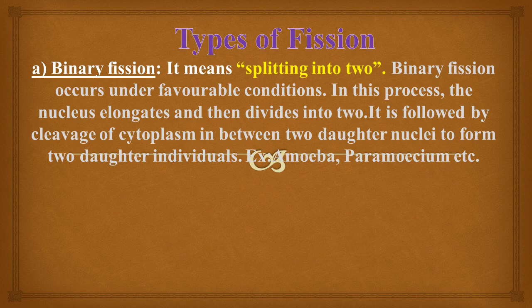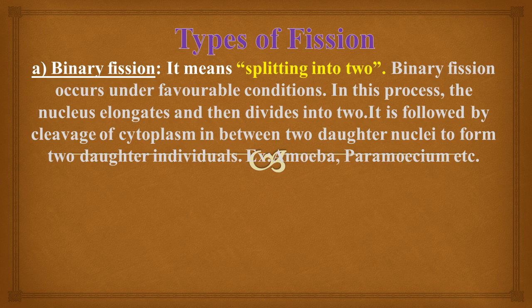In fission there are two types: binary fission and multiple fission. In binary fission, as the name indicates, binary refers to two. Here the parental cell is divided into two daughter cells, and this takes place under favorable environmental conditions. We have to remember, children, that asexual reproduction happens in organisms only under certain conditions. If the conditions are favorable, then that mode of reproduction will happen in those organisms.